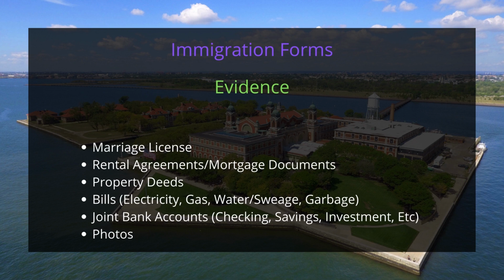After you have filled out all of the required forms, you will need to gather all of your proof of bona fide marriage. One of the most important things you will need is proof that your marriage is legitimate. Things you'll need are a marriage license, rental agreements, mortgage documents, property deeds, bills with both you and your immigrant spouse's name on it, joint bank accounts to include checking, savings, and investment accounts, and photos of you doing things as a couple. Pretty much anything that will help your case be approved, definitely include it.